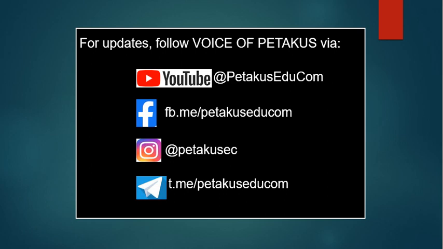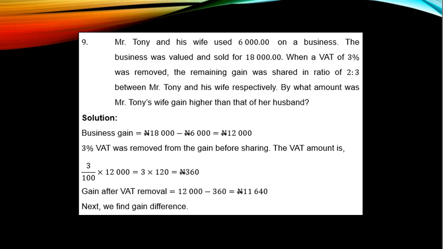Okay? Now the lesson proper. Mr. Tony and his wife used 6,000 on a business. The business was valued and sold for 18,000. They used 6,000 to start the business. After growth, it was valued and sold for 18,000 naira.